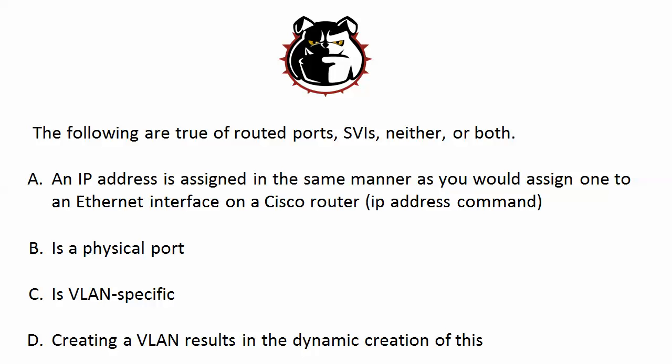Again, we have that one SVI, one VLAN rule, but if you create a VLAN that doesn't have an SVI yet, that SVI is not going to be automatically created, as a friend of mine likes to put it. We have to do that work ourselves.